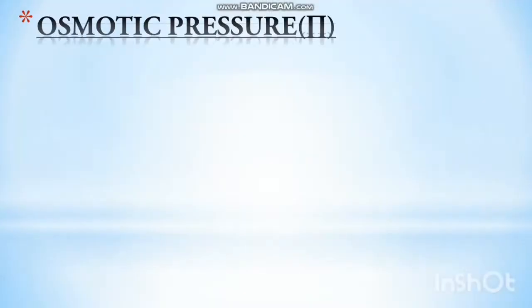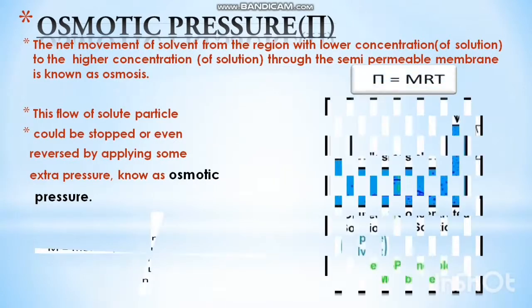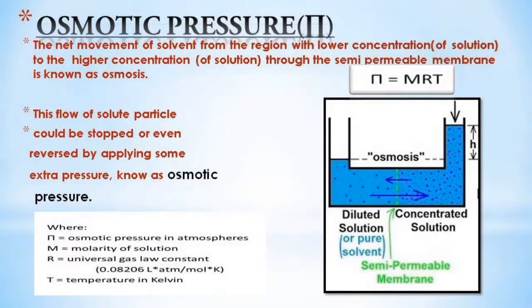Osmotic pressure, pi. The net movement of solvent from the region of lower concentration to the region of higher concentration through the semi-permeable membrane is known as osmosis. The flow of solvent could be stopped or even reversed by applying some extra pressure known as osmotic pressure, where pi is osmotic pressure, M is molarity of the solution, R is the universal gas constant, T is temperature in Kelvin. So we get the equation pi equals MRT.